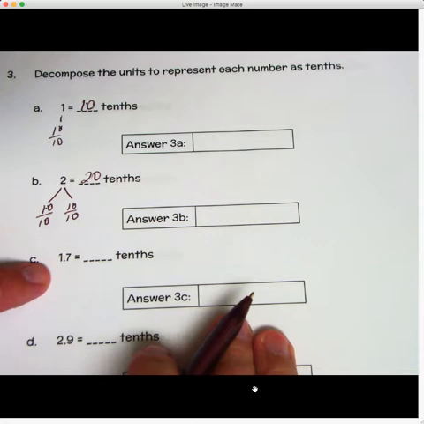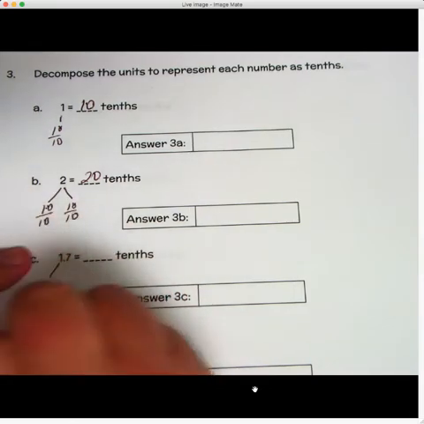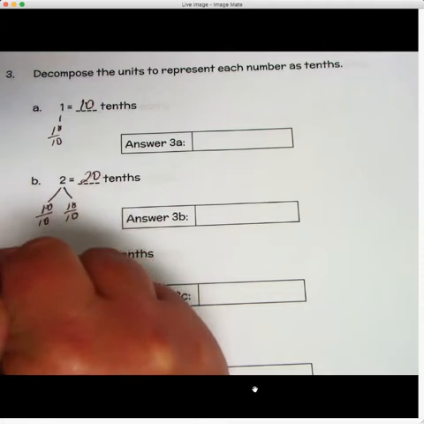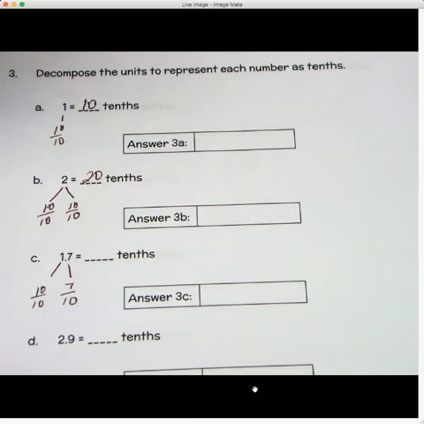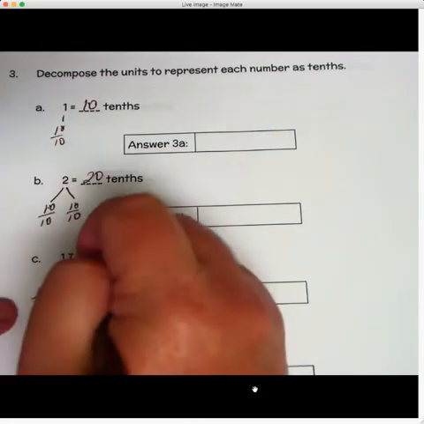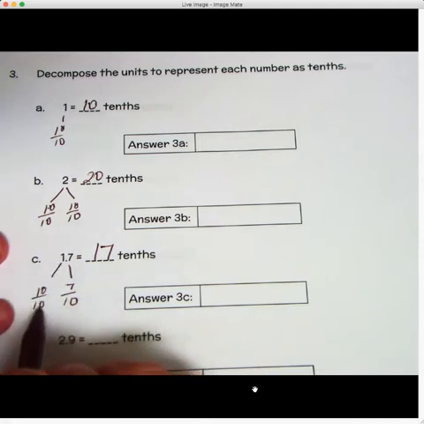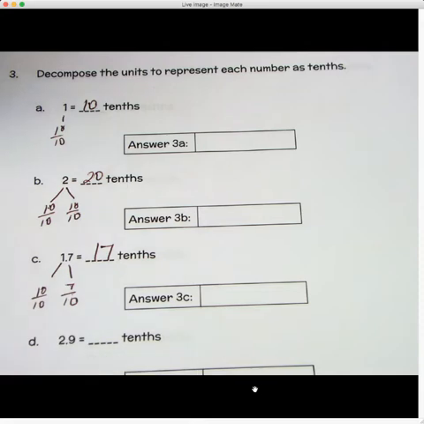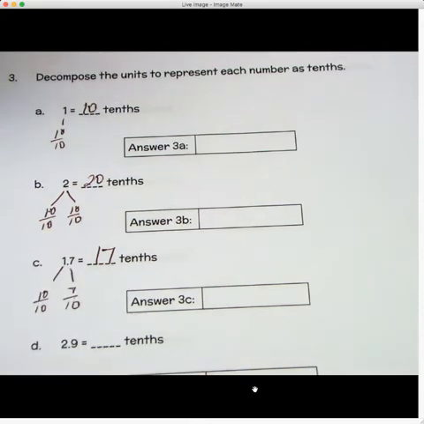1 and 7/10. Okay, 1 would be 10/10, and 7/10 looks like this. So what's 10/10 and 7/10 more? That would be 17/10, wouldn't it? See, I just took the 1 and made it 10/10, and the 7 and made it 7/10, because that's what it is. 0.7 is 7/10.